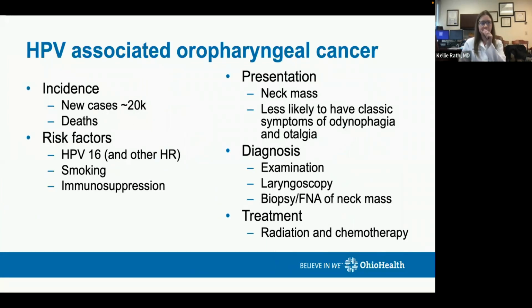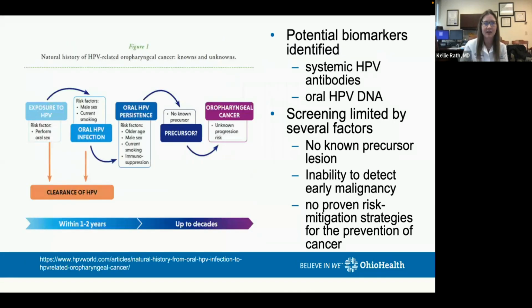When we think about the incidence, we have about 20,000 new cases each year. Risk factors are going to be similar: HPV infection, smoking, and immunosuppression. The majority of patients are going to present with a neck mass, and are less likely to have trouble or painful swallowing symptoms. Many times these patients are diagnosed by their dentist, or they notice a mass on the neck. The diagnosis is by examination, direct laryngoscopy, and then biopsy or a fine needle aspiration of the neck mass. The majority of these patients are treated with radiation and chemotherapy.